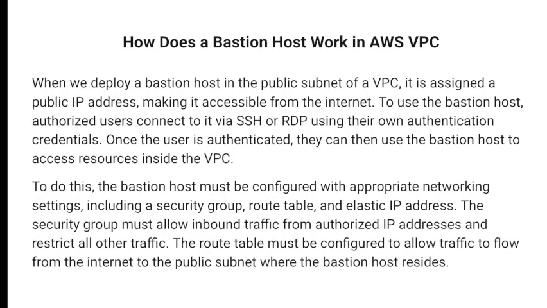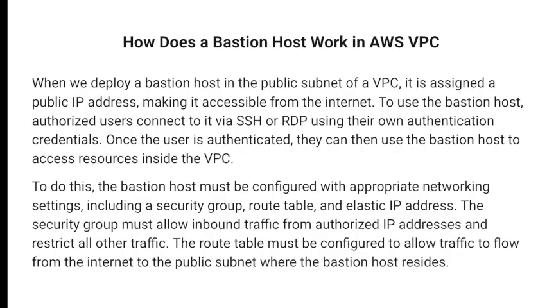How does a Bastion host work in AWS? When we deploy a Bastion host in the public subnet of a VPC, it is assigned a public IP address, which means it is accessible from the internet. To use the Bastion host, authorized users connect to it via SSH or RDP using their own authentication credentials. Once the user is authenticated, they can then use the Bastion host to access resources inside the VPC.